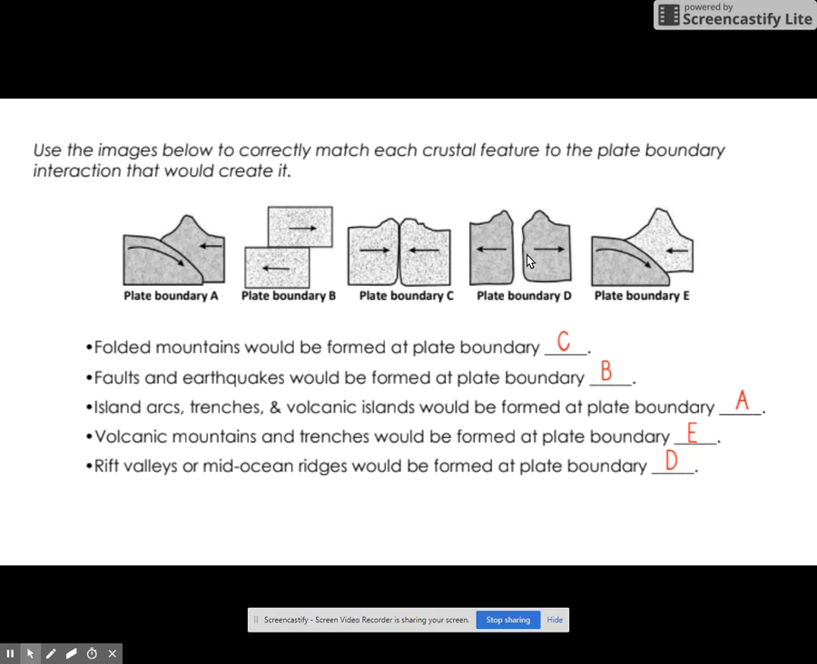Now, because plate boundary A and plate boundary E look very, very familiar, I will take E for island arcs as well, and I will also take A for volcanic mountains because they look very similar, and there's no way to tell which is which.